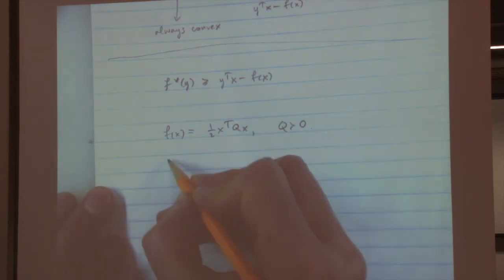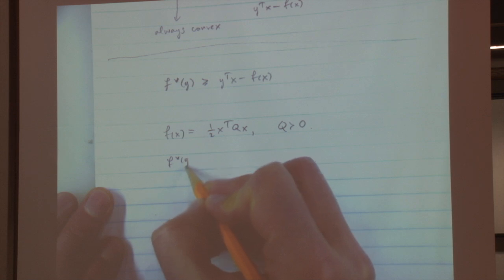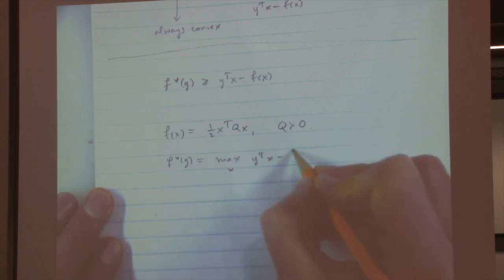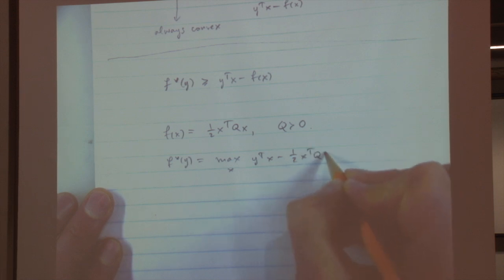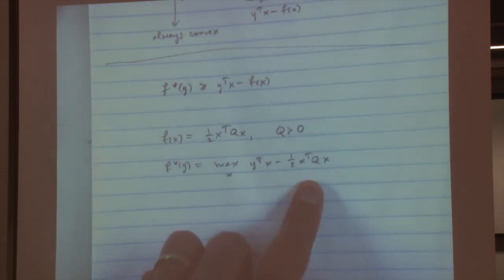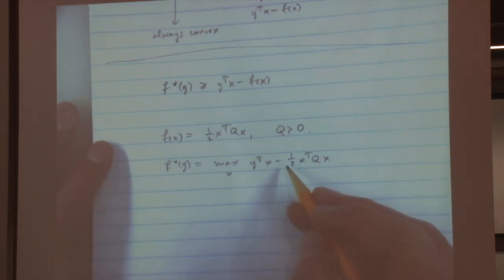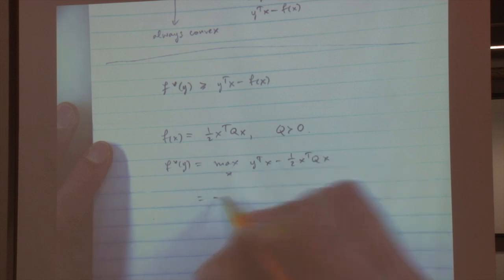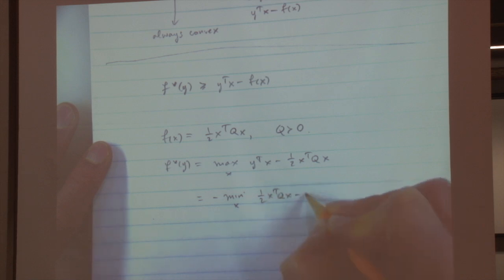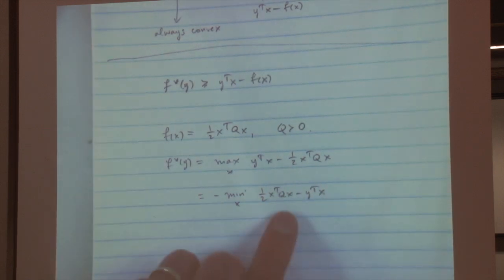Then the conjugate is given by maximizing over all x, y transpose x minus 1/2 x transpose Qx. That's maximizing a strictly concave function, so we know how to do that because this was convex. We can also write that, if we want to be more comfortable, as minus the minimum of 1/2 x transpose Qx minus y transpose x. What's the minimizer here? It's a minimizing value of x.